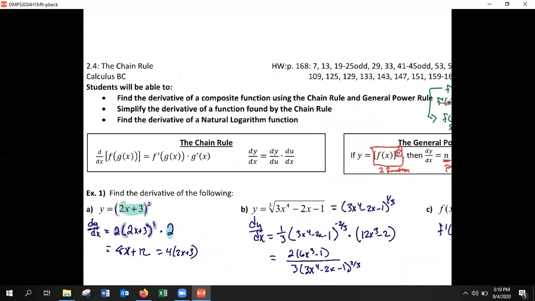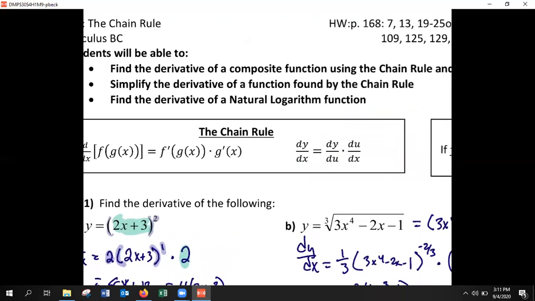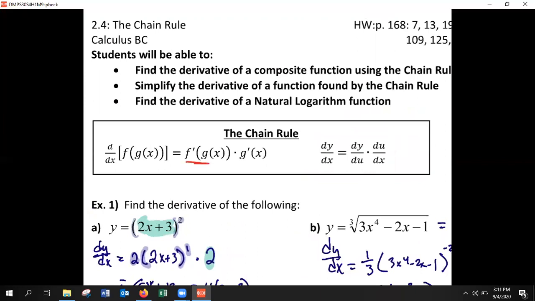We see that a little bit better notationally if we look at this, that f prime of g of x, so we take the derivative of the outer function, times the derivative of the inner function. And I like to joke about this sometimes as d-outer, d-inner. So take the derivative of the outer times the derivative of the inner.